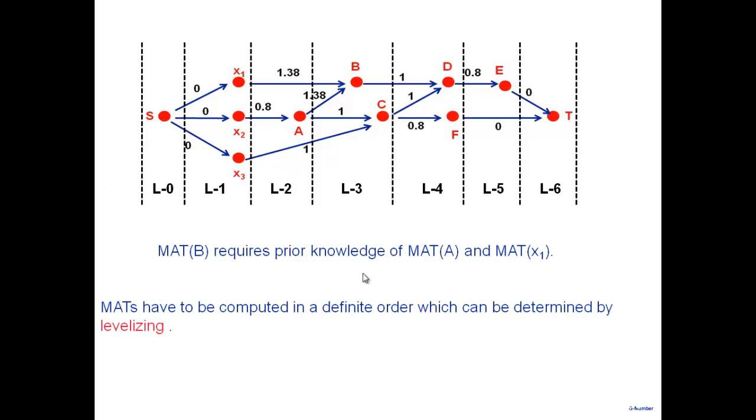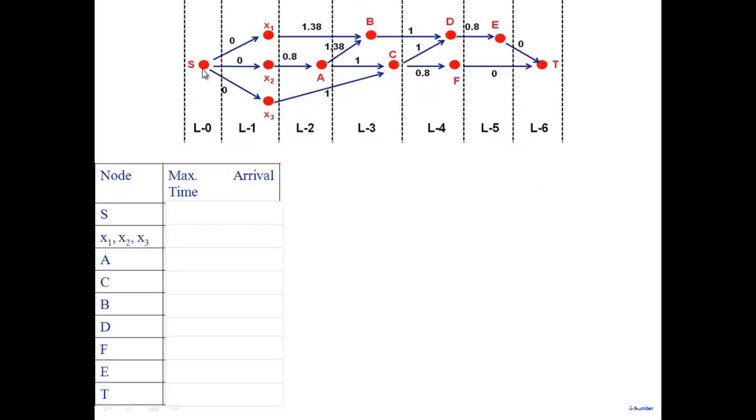So what are we going to do? Compute the maximum arrival time for each one of these nodes, starting from level 0 to level 6. That's what we're going to do. So that's straightforward. The maximum arrival time at S is obviously 0. There is no worst case predecessor here, so it's S only. The maximum arrival time at X1, X2, X3 is also 0, and the worst case predecessor is S. The maximum arrival time at A is 0.8, and the worst case predecessor is X2. The maximum arrival time at C is 1, and the worst case predecessor is X3.